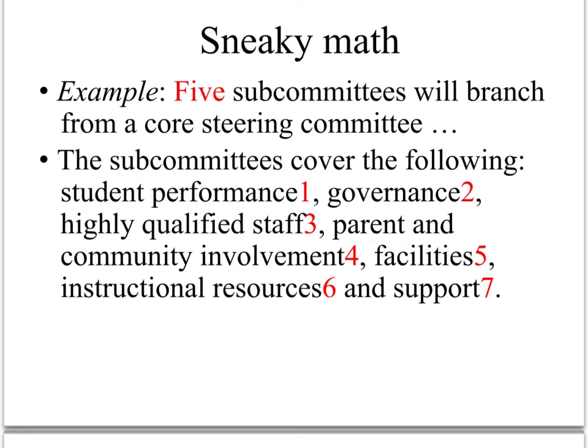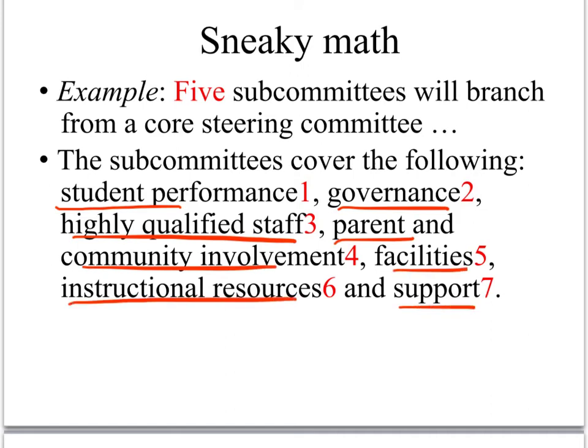Here's a sneaky little math item. We had 5 subcommittees branching out, the subcommittees covering student performance, governance, staff, parent community involvement, facilities, resources, and support. That looks like 7. Well, as it turns out, facilities, resources, and support is one committee. But the way this is punctuated, you can't tell that because it just looks like a big long list of things. So how do we fix that?